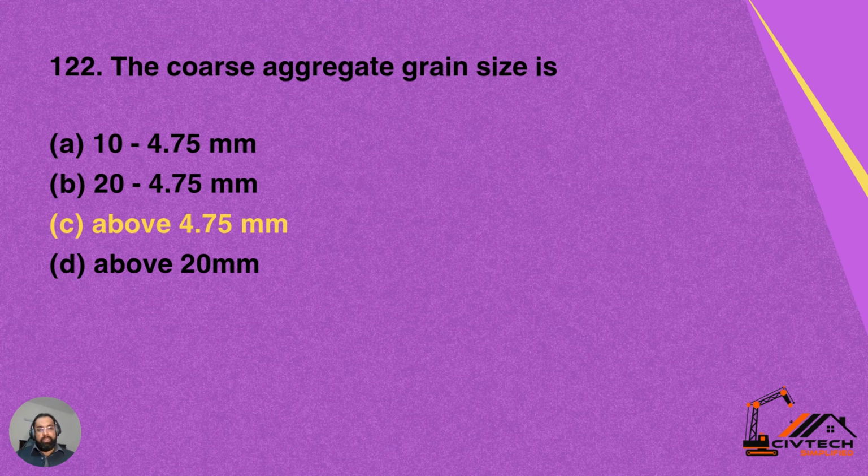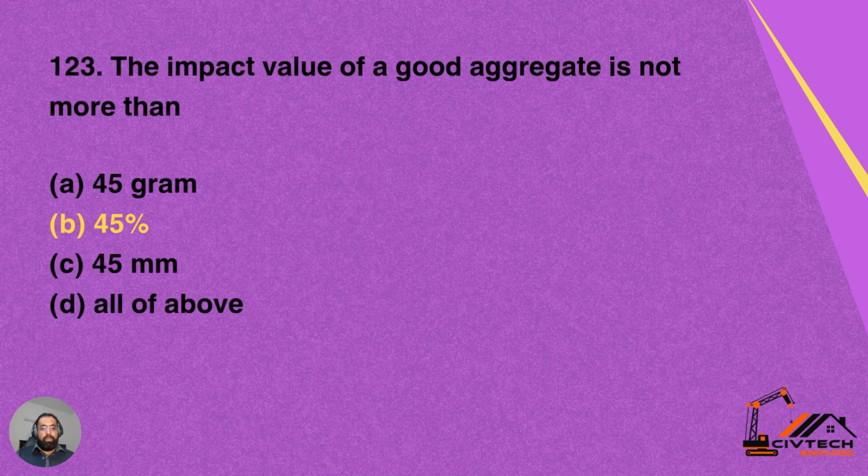Then we have question number 122. It's regarding grain size of coarse aggregate. The coarse aggregate grain size is option A, 10 to 7.5 mm, option B, 10 to 4.75 mm, option C, above 4.75 mm, option D, above 20 mm. So the size of grain in coarse aggregate should be more than 4.75 mm. Option C is the correct answer for this question.